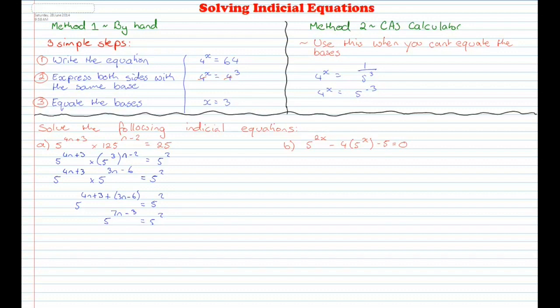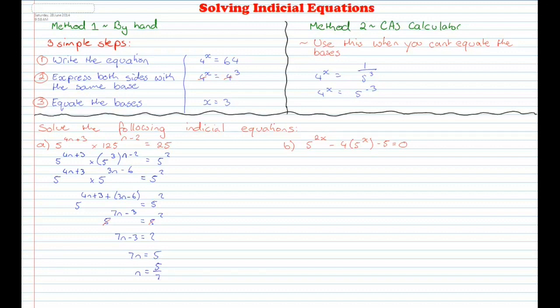So now I can just get rid of these 5s, just pretend they're not there really, and just equate the powers. That means I get 7n minus 3 is equal to 2. Now I need to add 3 to both sides, so that gets me 7n is equal to 5, and now dividing both sides by 7 gets me n is equal to 5 over 7, like so.